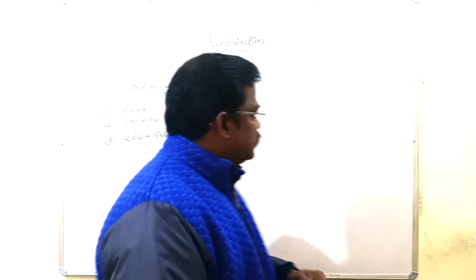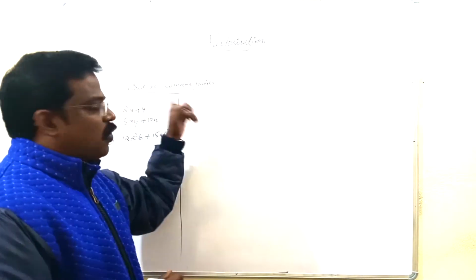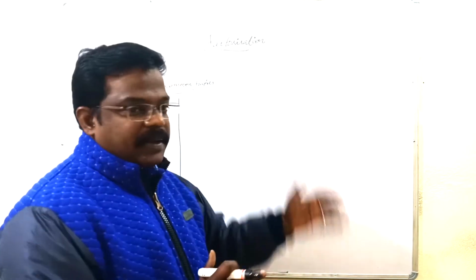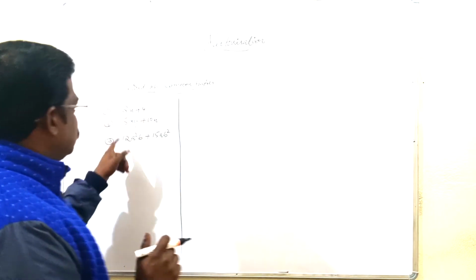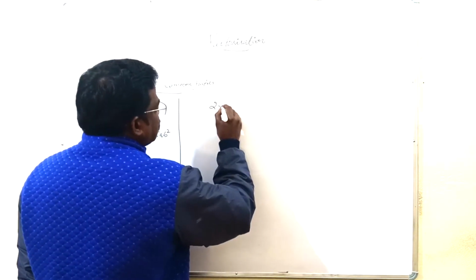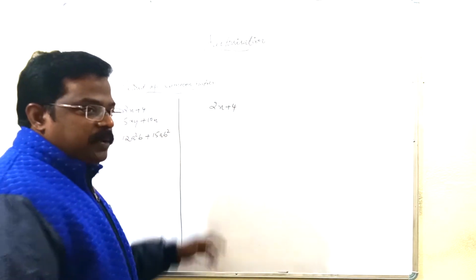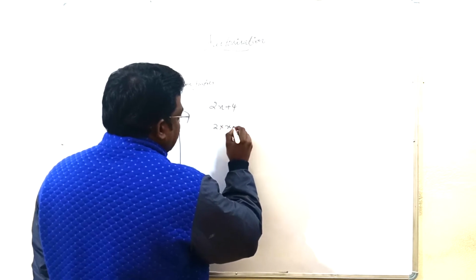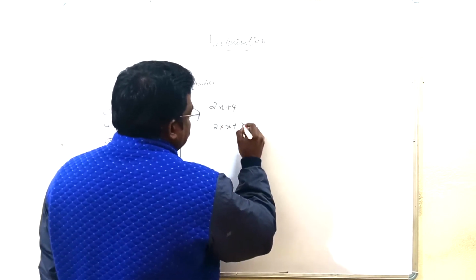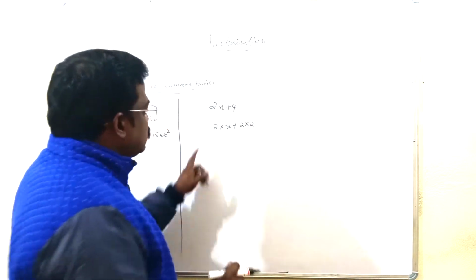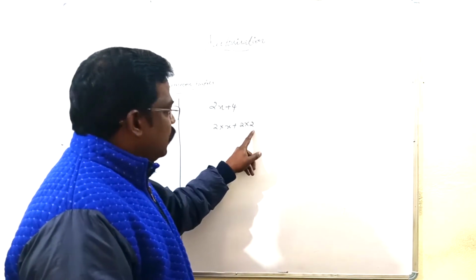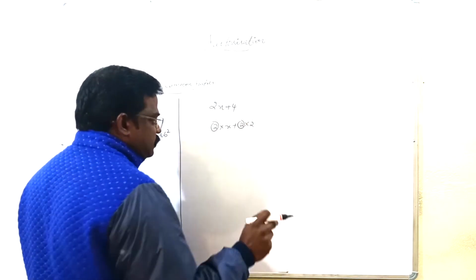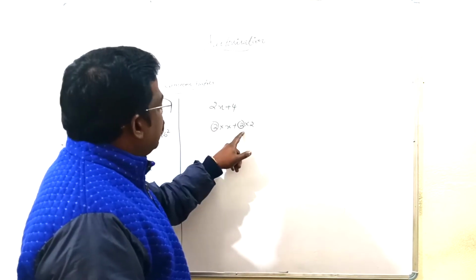Here the first method that we are going to discuss is the method of common factors, finding the common factors and making the factors from that. Here are some questions. 2x plus 4. We know that 2x means 2 into x. 4 also can be factorized, 2 into 2. So here 2 into x plus 2 into 2. So this 2 is common for these two terms.